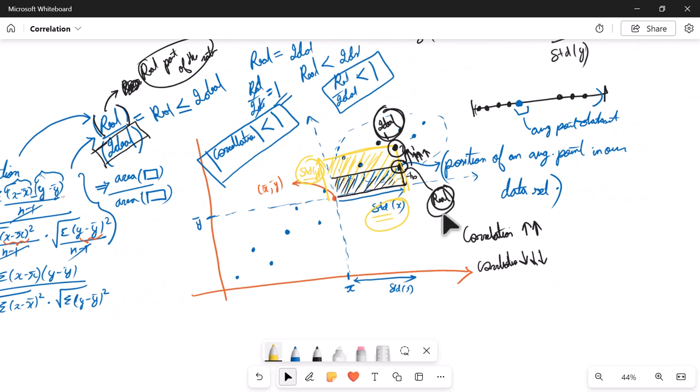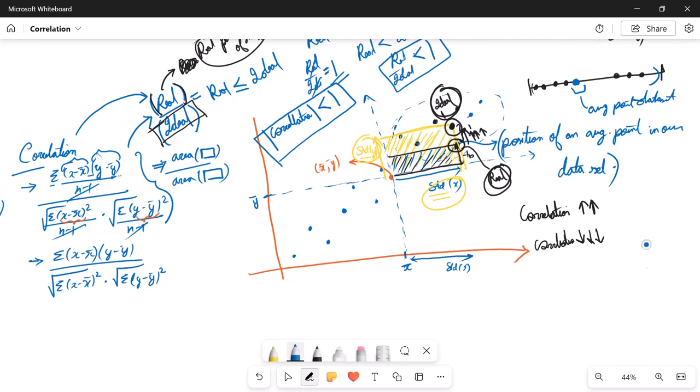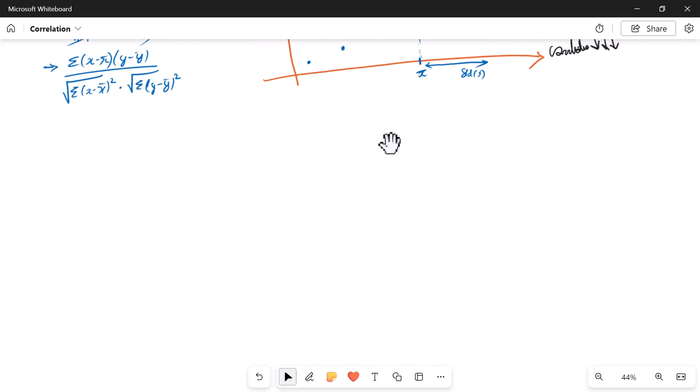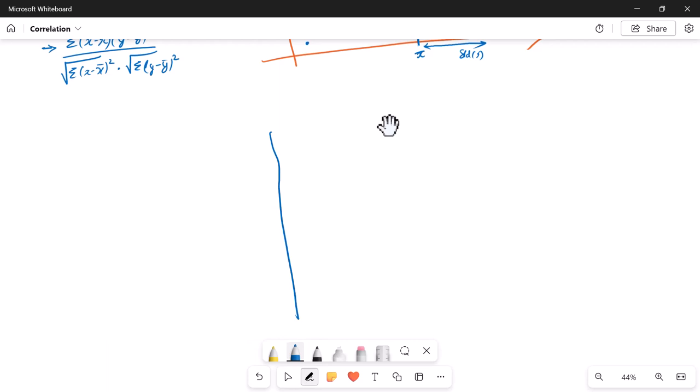Now, to understand that, first we'll have to take a perfect correlational value. When will you get a perfect correlation? This is what we will discuss here.